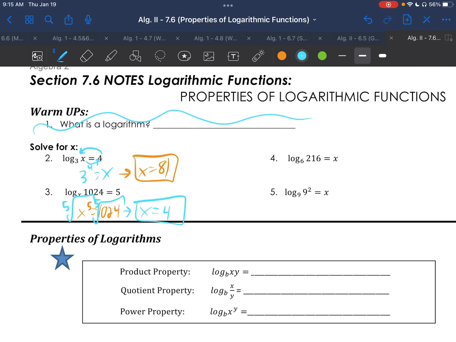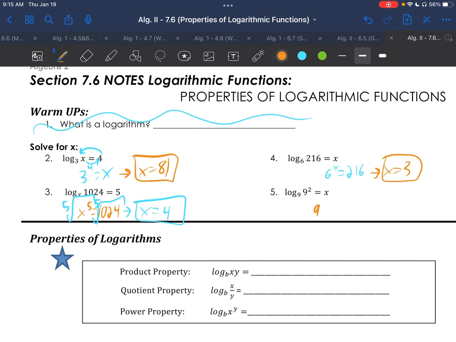On 4, I want you to try 4 on your own. 6 to the x power is 216. Well, if you try and figure out, okay, well, 6 times what times what? 6 times itself how many times? x would have to be 3. So 6 cubed is 216.